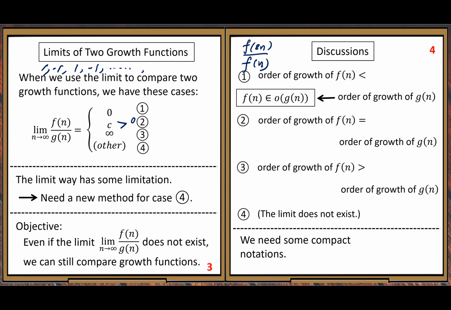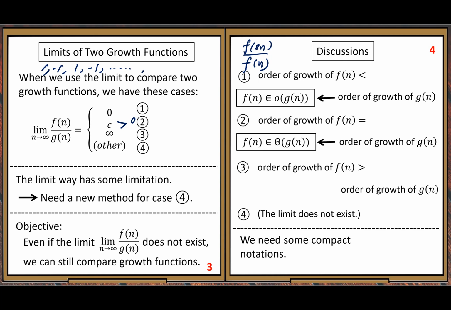In math, notation is very important. Good notations can make our thinking much better. Notation helps our thinking. Little o notation, this is the first one. So you should go back to the limit case and order of growth case. In your mind, you have that information.